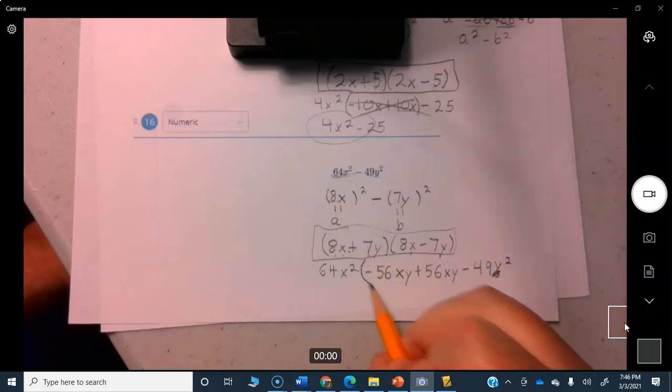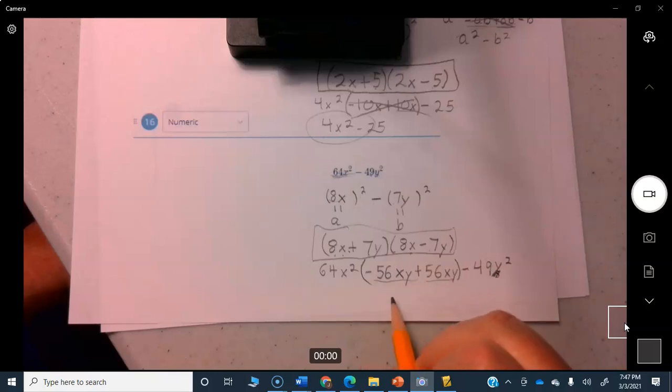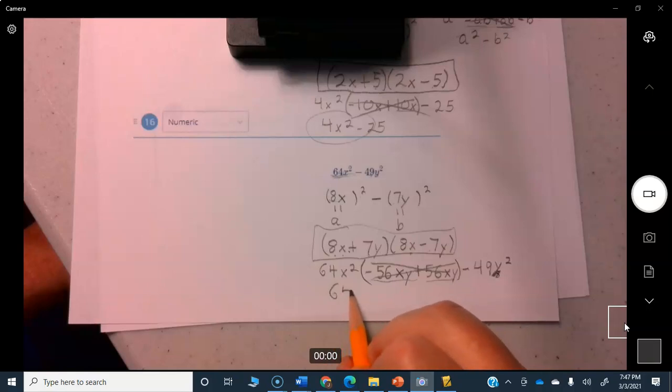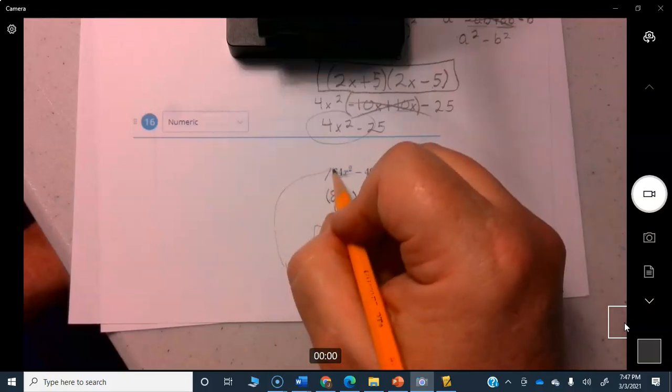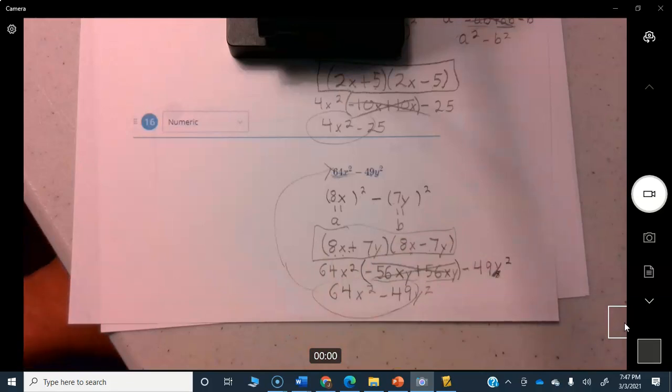Okay, so again, we combine the middle terms, and you have 56xy minus 56xy. That means that cancels out, and you end up with 64x squared minus 49y squared, and that's the same as your original equation up there. Okay, that's how you do those.